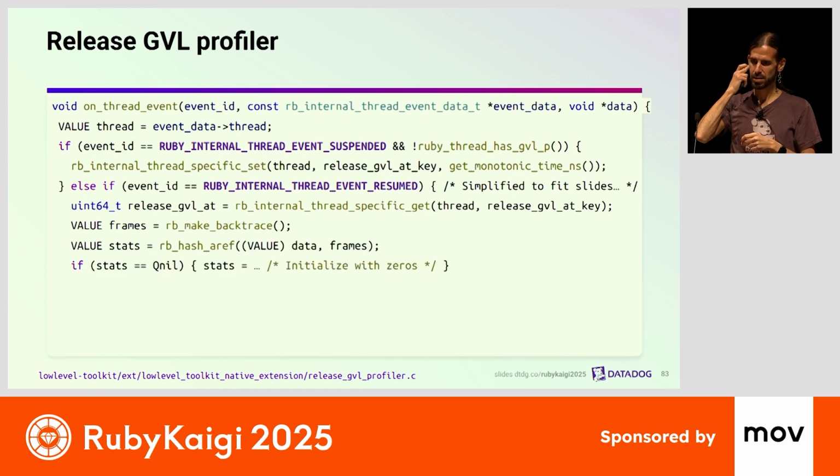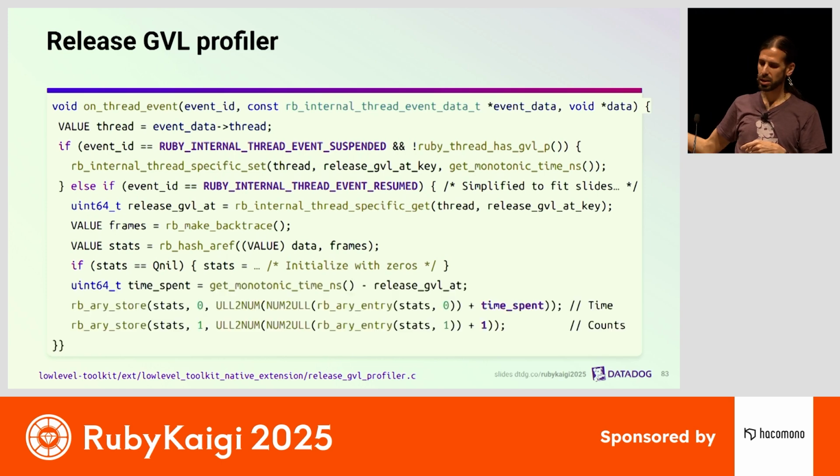And what I'm doing is I have a Ruby hash and I'm recording information for every stack trace. I first check if I already have information. If not, I initialize with zeros. And if I do, basically I count the time spent without the GVL. And at the bottom, you see I keep two counters: a counter of how much time we spent without the GVL, and a counter of how many times we release the GVL. So we can create the two kinds of profiles that I was showing you, the count and the time profile.